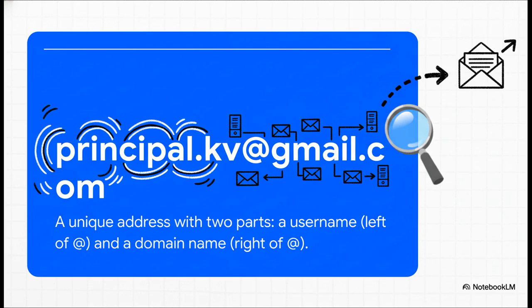Every email address has two key parts, separated by that famous @ symbol. On the left, you've got your unique username, in this case, principal.kv. And on the right, you have the domain name, which is basically the neighborhood post office. You know, the mail server that handles the account, like gmail.com. This structure is the same everywhere in the world.